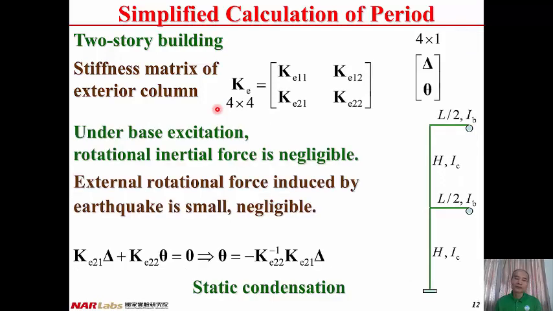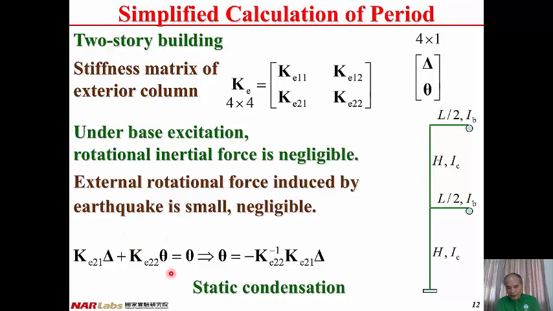And under the same argument, the rotational inertial force is small enough to be neglected, and also the external rotational force induced by earthquake is also small enough to be neglected. So that we can consider the second equation, KE21 times delta plus KE22 times theta equals 0. 0 here means that there's no external rotational force. And there's no second derivative or no acceleration here because the rotational inertial force is negligible.